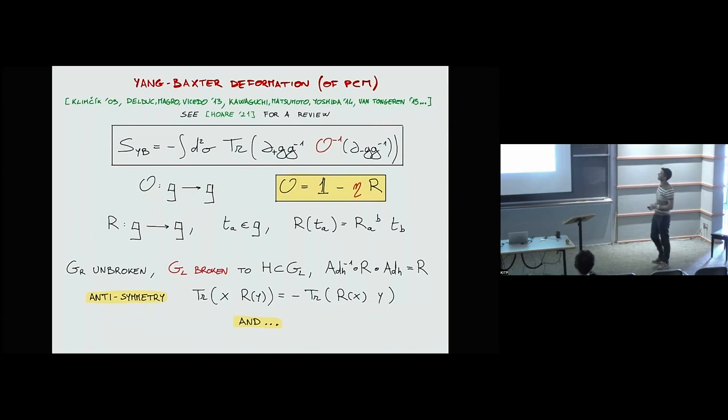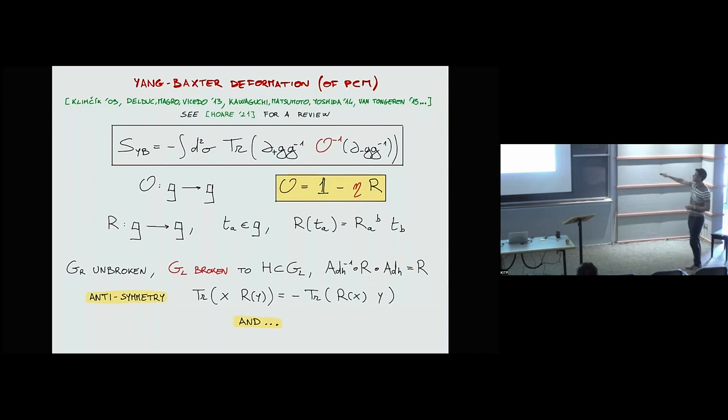So let's finally come to this definition of what is a Yang-Baxter deformation. As I already said, I'm doing it only in the case of the principal chiral model. So what I'm doing here is taking the action of the principal chiral model, and sticking in the middle the inverse of an operator O, which is a linear operator on the Lie algebra, that I define as the identity minus eta R.